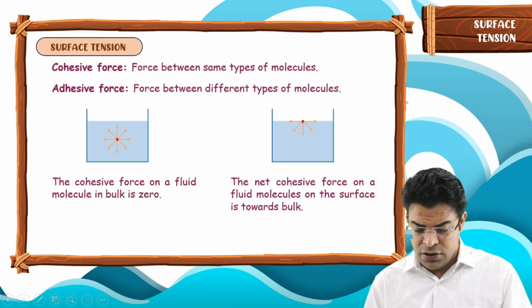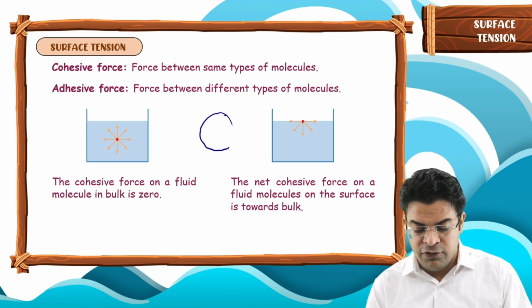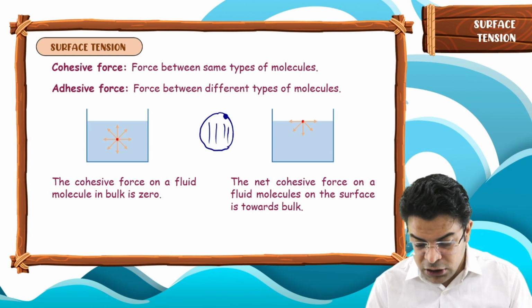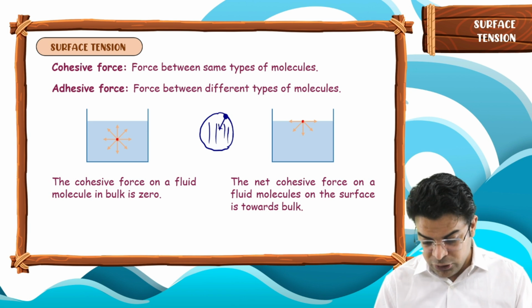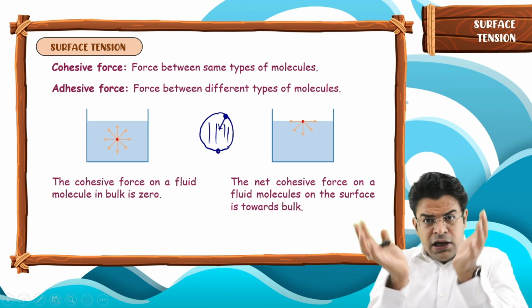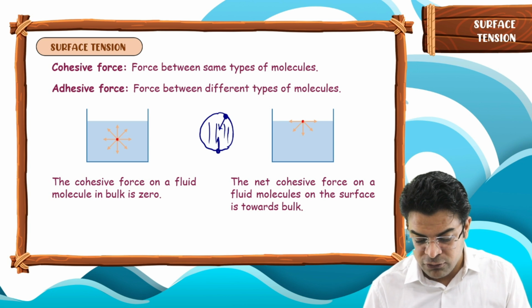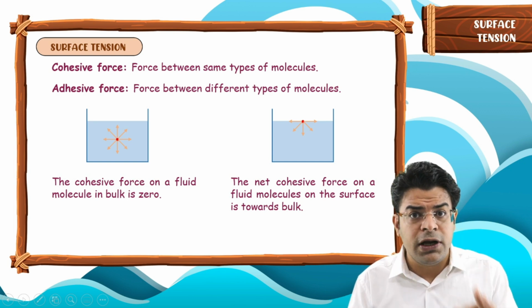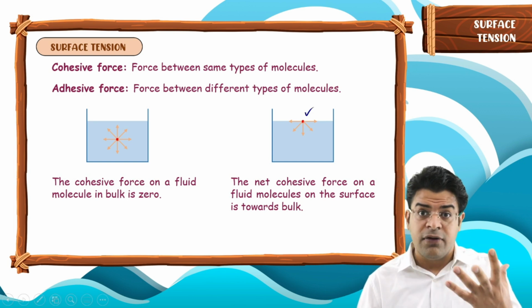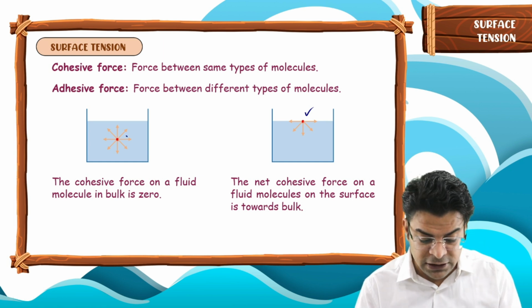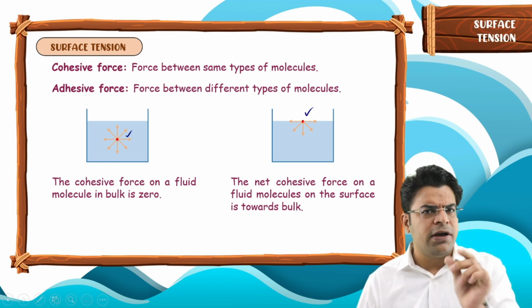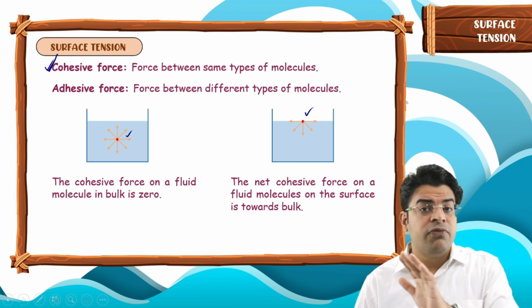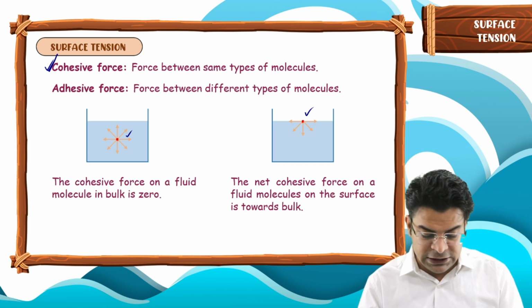If tomorrow you get a drop rather than fluid filled up in a container, then on a molecule present on the surface, the net cohesive force will be towards the bulk. Here, on this molecule at the lowest point, the net cohesive force will be towards the bulk. So why are we studying the topic of surface tension? Because the property of the surface molecules is different from that of the fluid molecules in the bulk. And why is the property different? Because on the surface molecules there is a net cohesive force towards the bulk, which is absent in the fluid molecules present in the bulk.